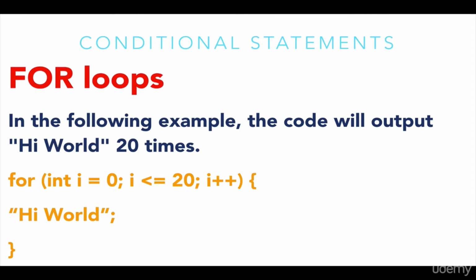This i++ means please add one to the value each time that the for loop executes. Okay, for example, the first time that the for loop executes, the i variable is equal to 0. Okay, the second time it is 1, the third time it is 3, and so on.